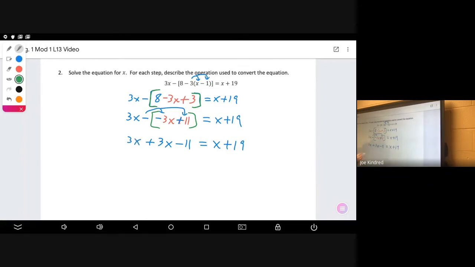I notice that I can add like terms between these two and get 6x minus 11. And then again, now I'm going to have some choices to make. I'm going to choose to move the x's over here.